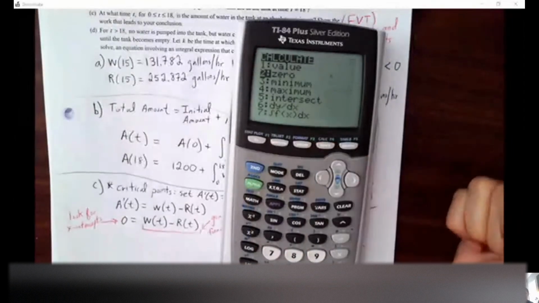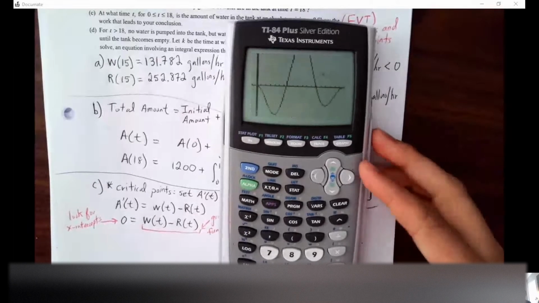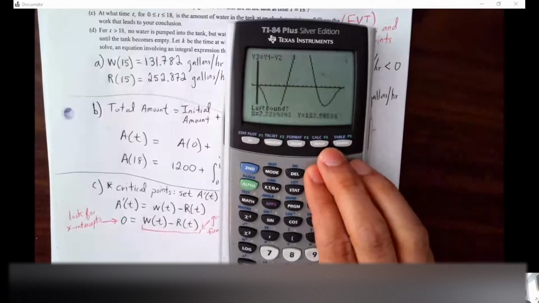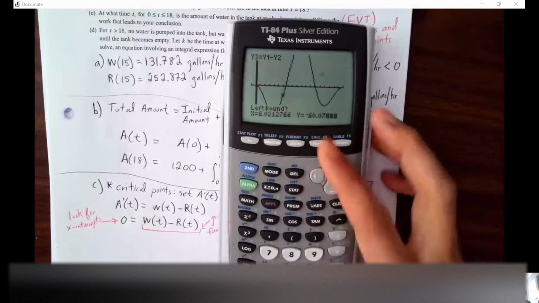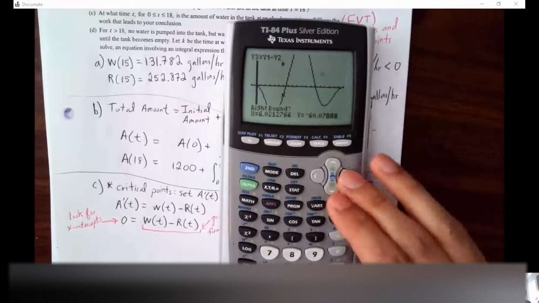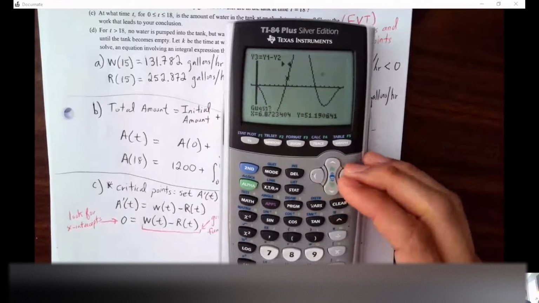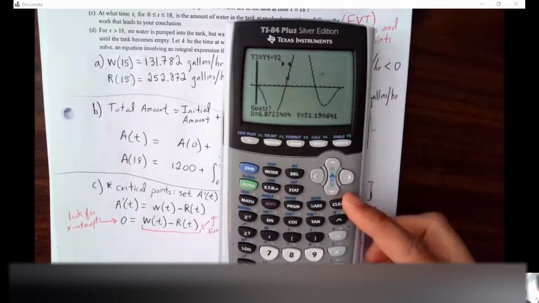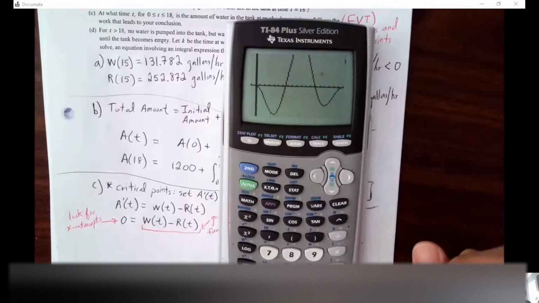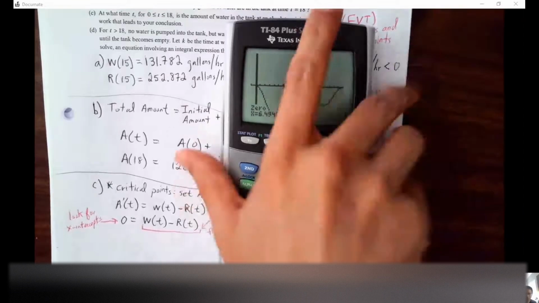Second trace, select 0. Now I'm going to choose a point to the left of the x-intercept, hit enter, scroll over to a point on the other side of the x-intercept, hit enter, and now it's going to zoom in on that x-intercept there, hit enter again. Okay, so t equals 6.495.